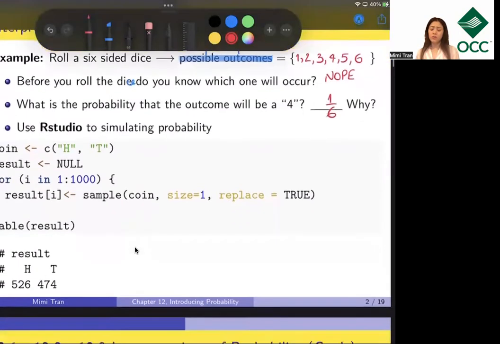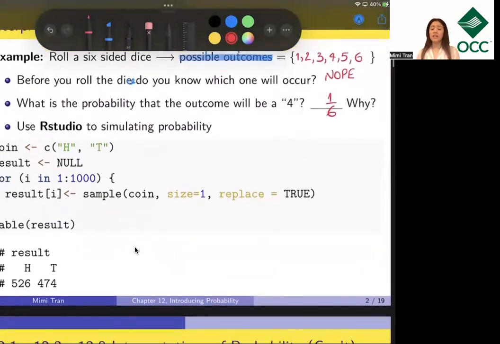For this R Studio part, you don't have to know the code. Usually in class, I show the code to students so they can simulate it themselves. But all you have to know is that this is a simulation of flipping a coin. H and T represent heads and tails of the coin. Assume we have a fair coin and we flip it many times. The probability I'm going to get a head and the probability I'm going to get a tail is roughly 50-50, right?